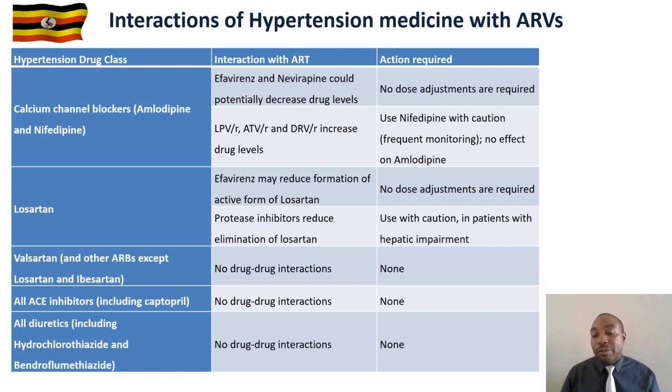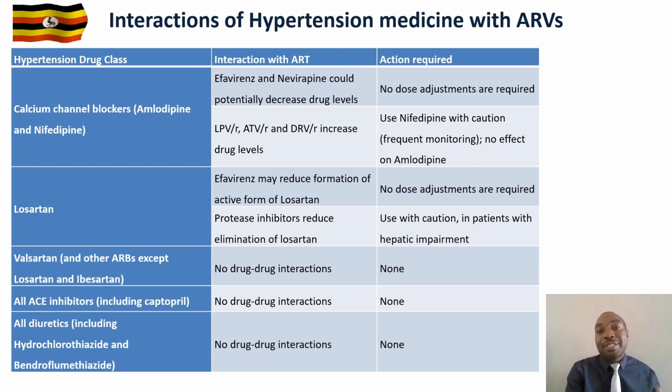There are no dose adjustments required, but you should be mindful that the NNRTIs affect calcium channel blockers by reducing their plasma levels, due to activation of the cytochrome P450 liver enzyme system that clears drugs from circulation. Then for the PIs, lopinavir, ritonavir, atazanavir, ritonavir, darunavir, ritonavir, these PIs do the opposite. They block the cytochrome P450 enzyme system. So by blocking that enzyme system, drugs are not going to be cleared from the system. So PIs have the reverse effect.